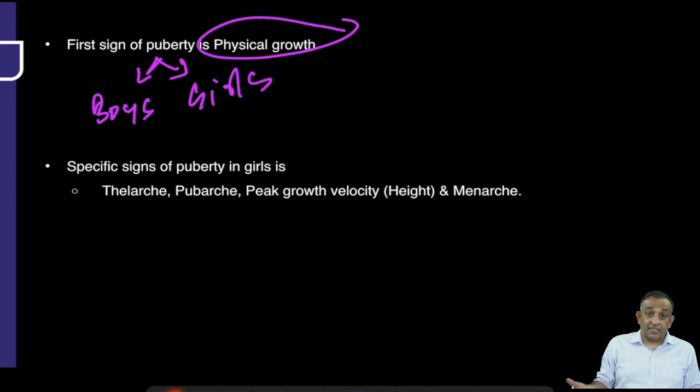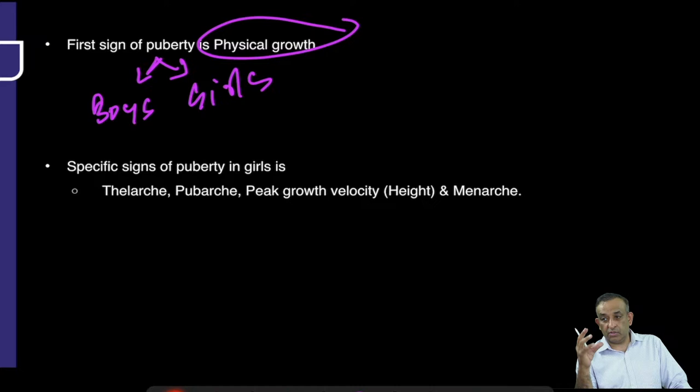Specific changes in boys are testicular enlargement, penile enlargement, and hair first only around the scrotum, then coming all around the scrotum and into the middle part of the thighs and going to the upper abdomen and lower abdomen. All those changes are there in boys also. But there are no drastic events like breast growth or periods happening. So these are very visual, obvious changes in a young girl. That's why specific events in girls are more defined, and that's why it comes in your MCQs more commonly.